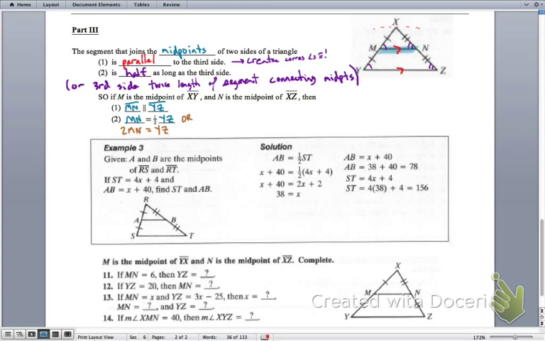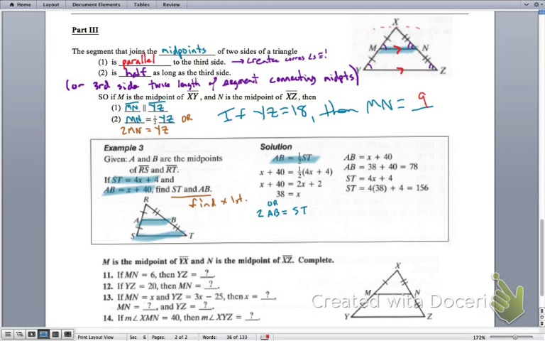Okay, so look at example 3. If A and B are midpoints, then that tells us that AB has to be parallel to ST, but with respect to their lengths, that allows us to say that AB is equal to half ST, or that 2AB is equal to 1 ST.